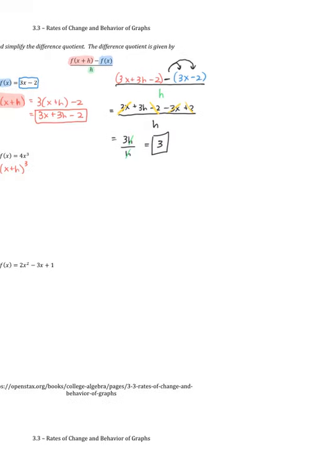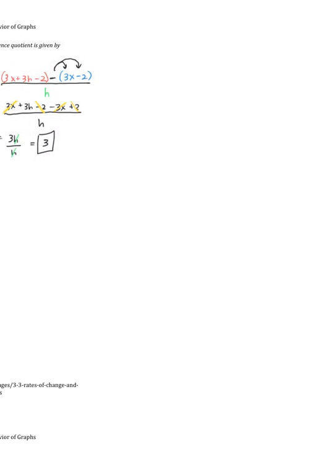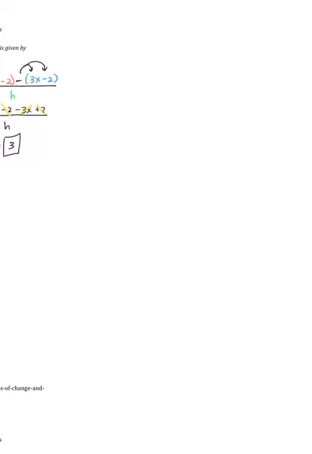Okay. So I'm going to go over here and do some scratch work. x plus h cubed is the same as x plus h times x plus h times x plus h. So we're going to start with just 2 of them. You can only multiply 2 at a time. So we're going to do these 2, and then we'll come back and multiply the third one.